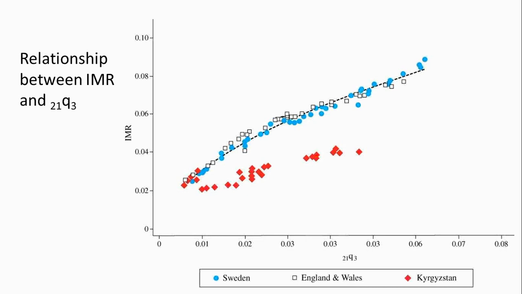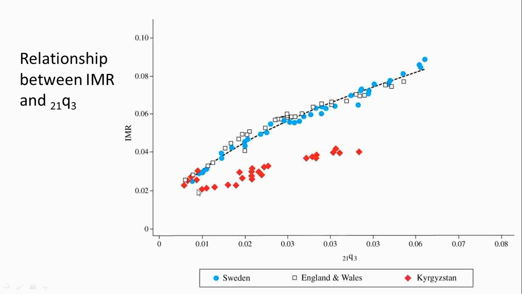We also have data from England and Wales. This is the relationship between 21Q3, the probability of dying between 3 months and 24 months, and the infant mortality rate. As you can see, Sweden, England, and Wales have a very similar relationship, a very strong relationship. But if you look at Kyrgyzstan, the red dots are way below the curve, at least up to a certain point, where the level tops off.